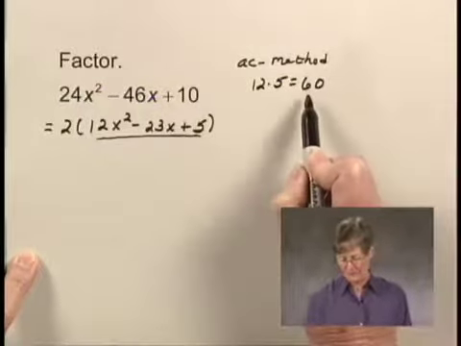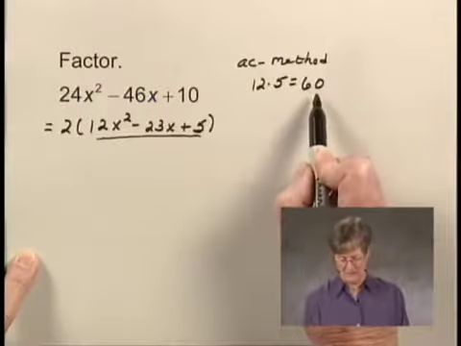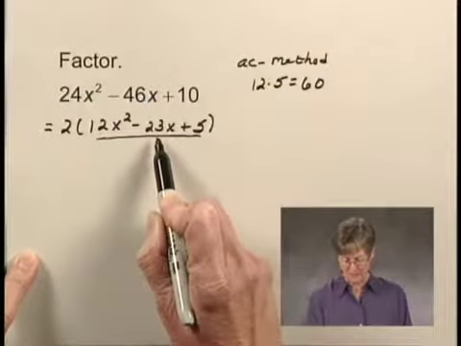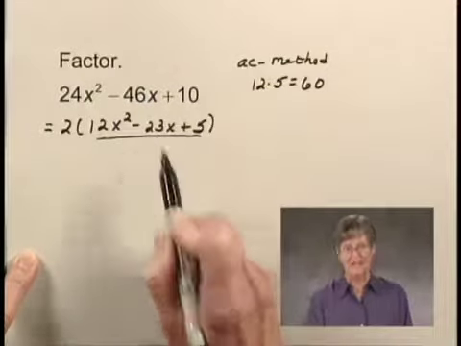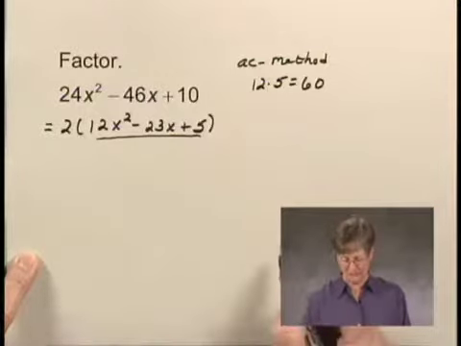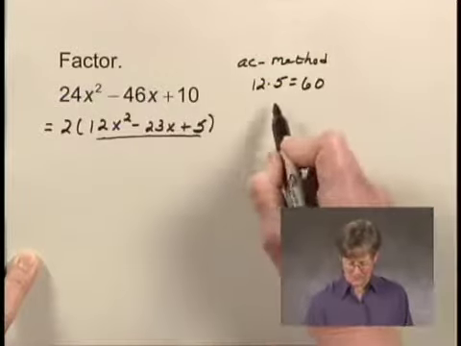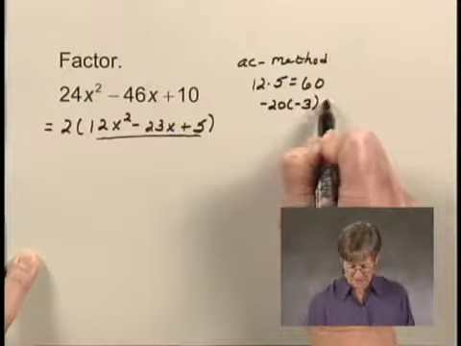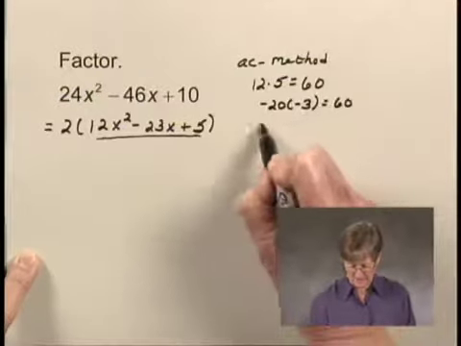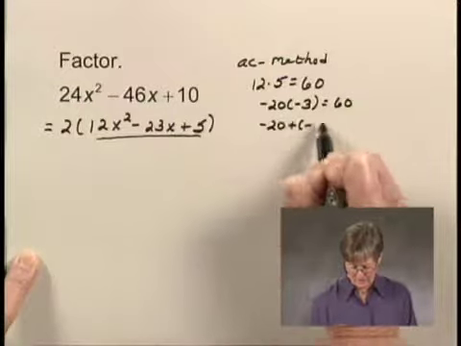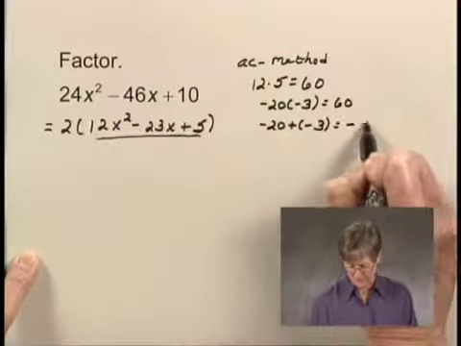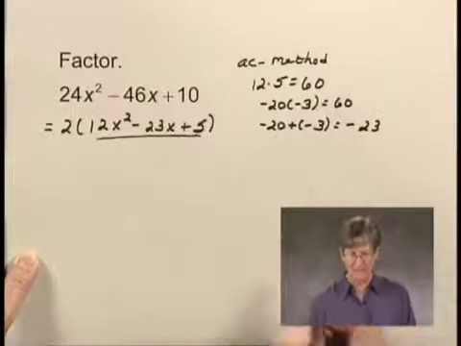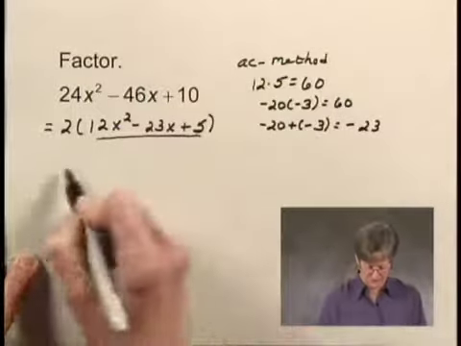Now we need to look for 2 factors of 60 whose sum is the coefficient of this middle term. So we want 2 factors of 60 that add up to negative 23. And the factors that we want are negative 20 and negative 3, because their product is 60 and their sum is negative 23. So we'll use negative 20 and negative 3 to split the middle term.